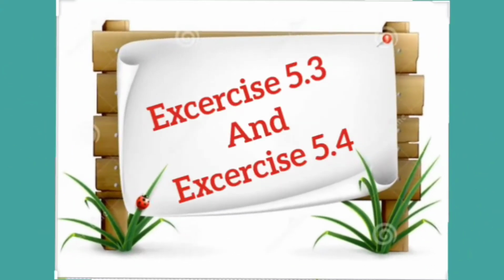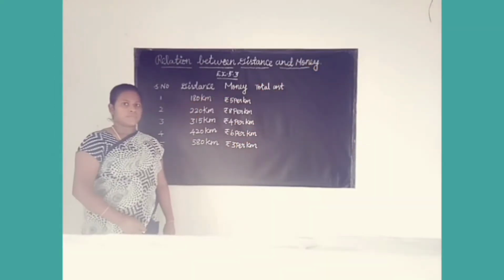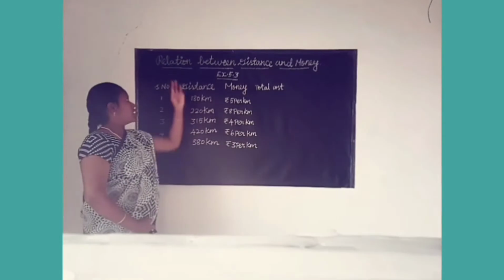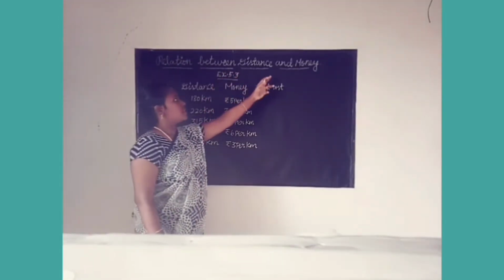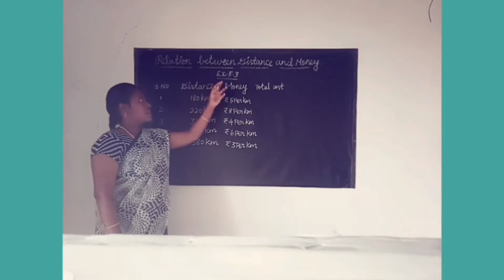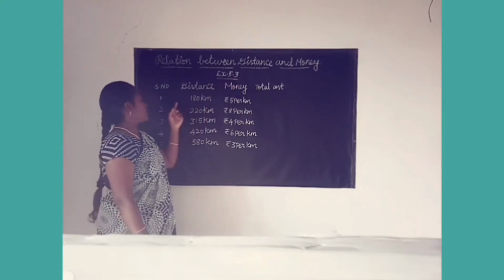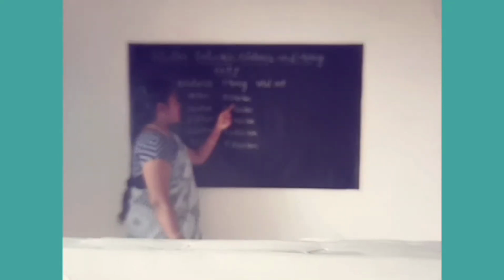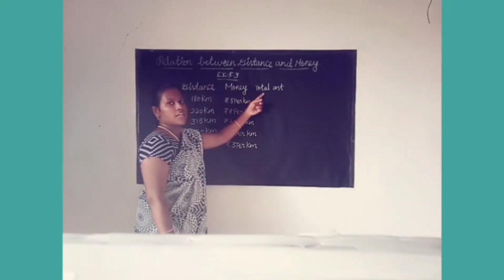Okay, children, in this class we are going to see exercise 5.3 and 5.4 sums. Children, see the next topic, relation between distance and money. See the exercise sum, exercise 5.3. So first one, distance value is given and then money value is given. We have to find the total cost value.